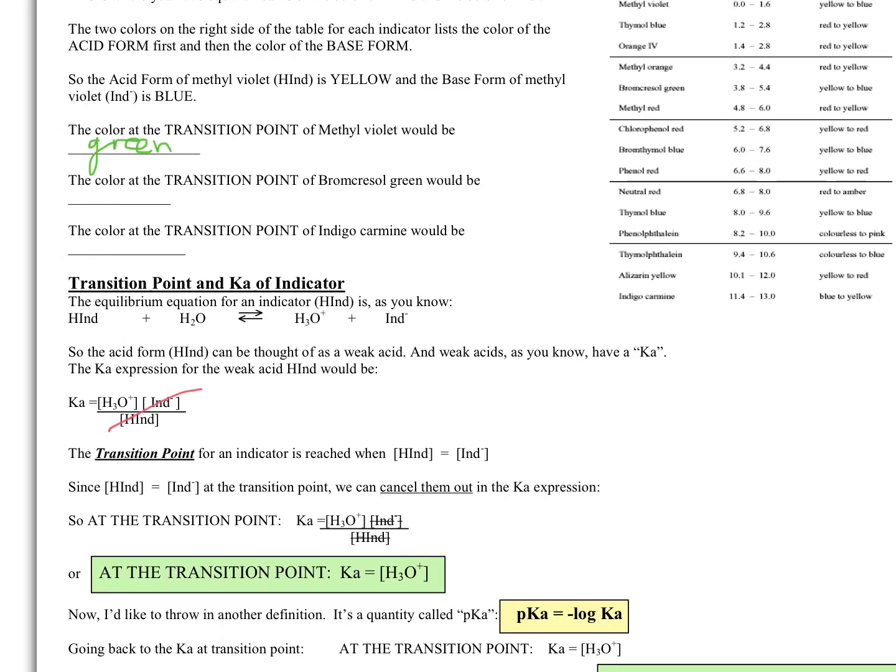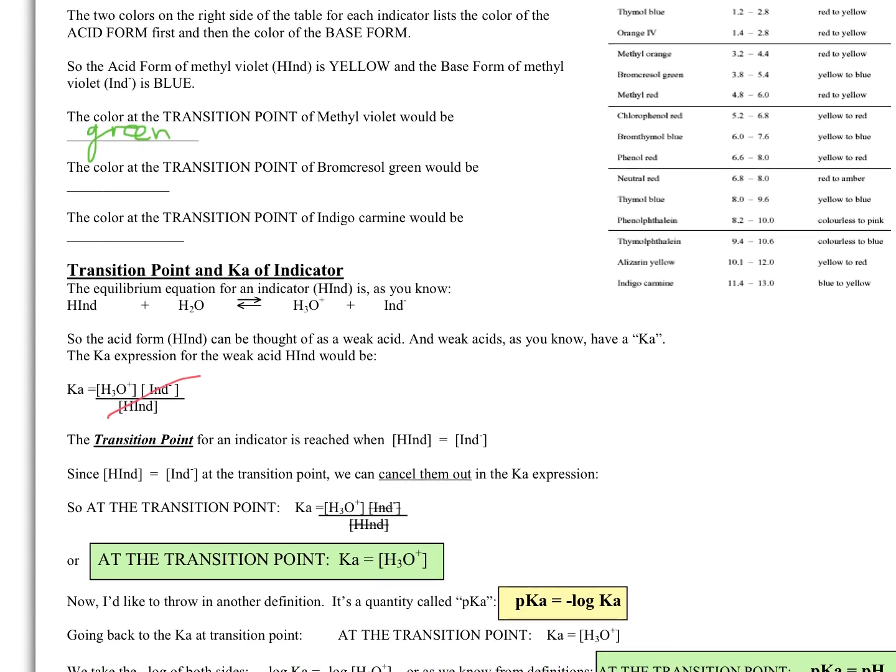Now I'd like to throw in another definition. It's going to be pKa. Well, we know that P, that little lowercase p, always means negative log. pH is negative log of the hydrogen concentration. pOH is negative log of the hydroxide concentration. So pKa would be negative log of the Ka.